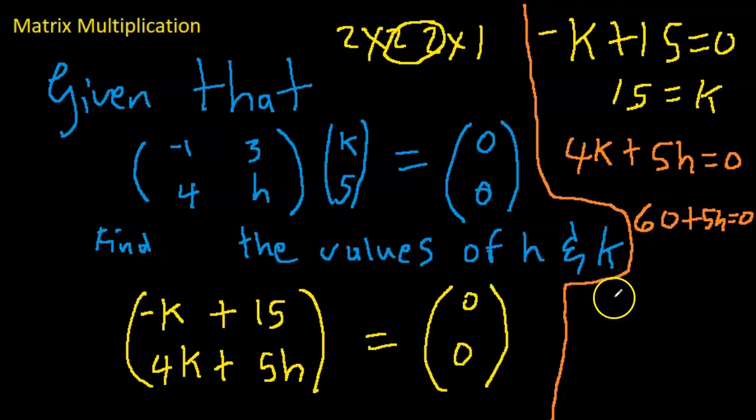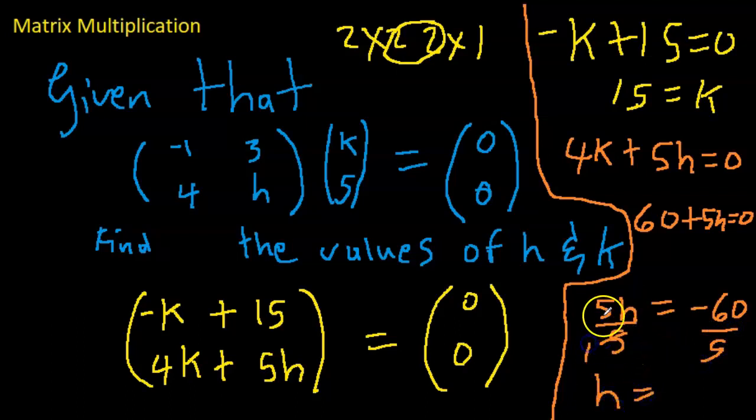We can transpose. We can just subtract 60 from both sides. So it's minus 60 over here, and 0 grouped with minus 60 is just minus 60. And then we divide both sides by 5. So negative 60 divided by 5, that's minus 12. So K is equal to 15 and H is equal to minus 12.